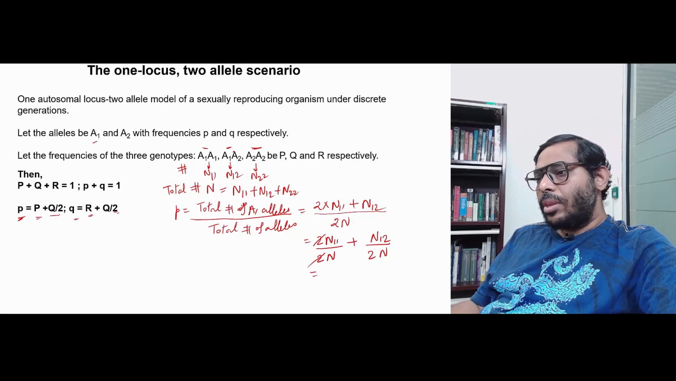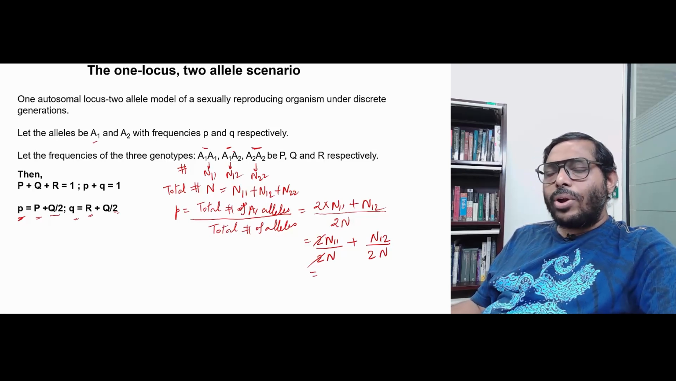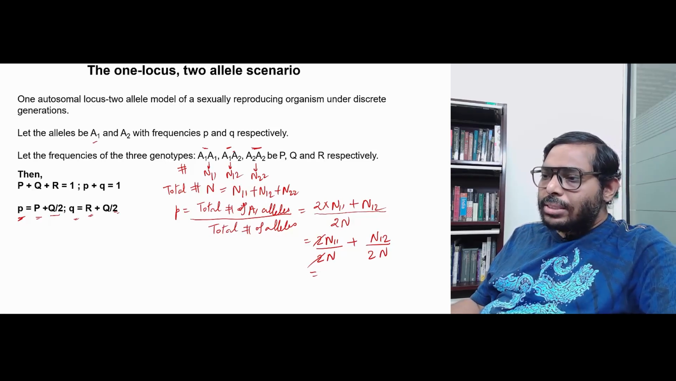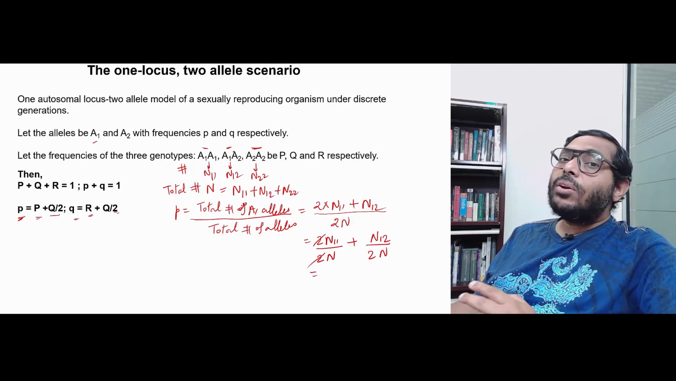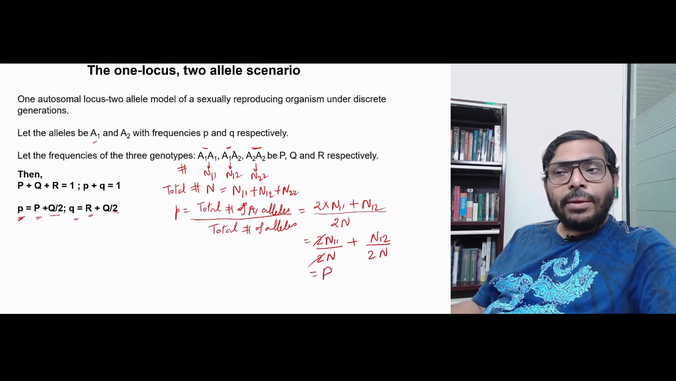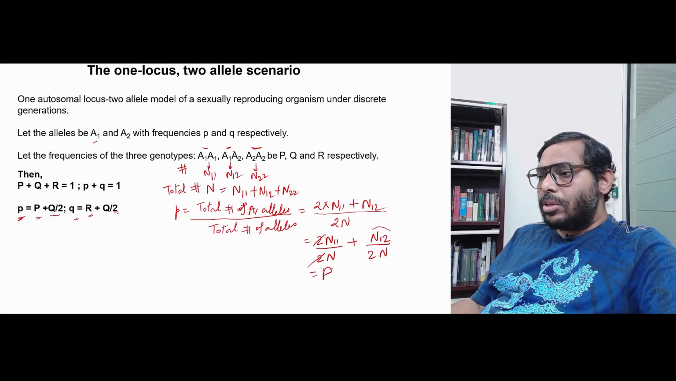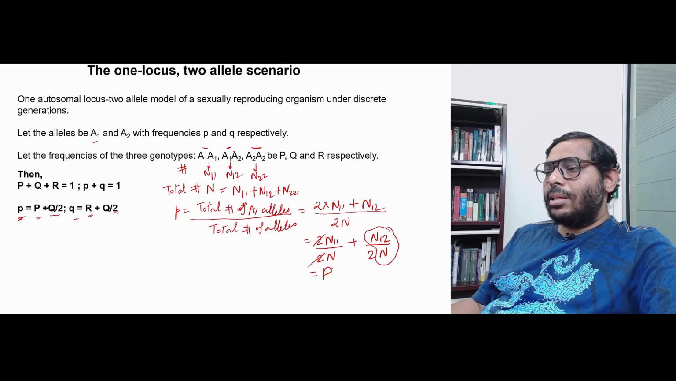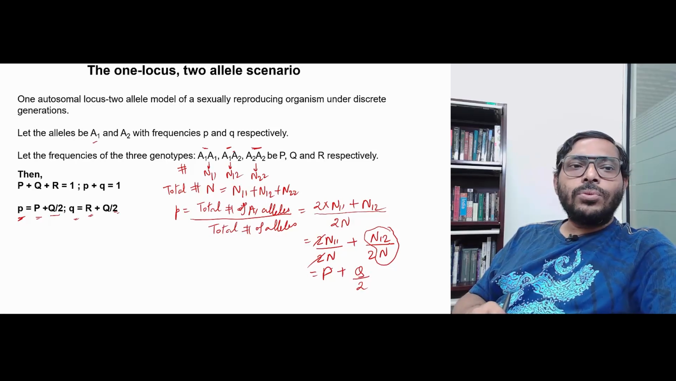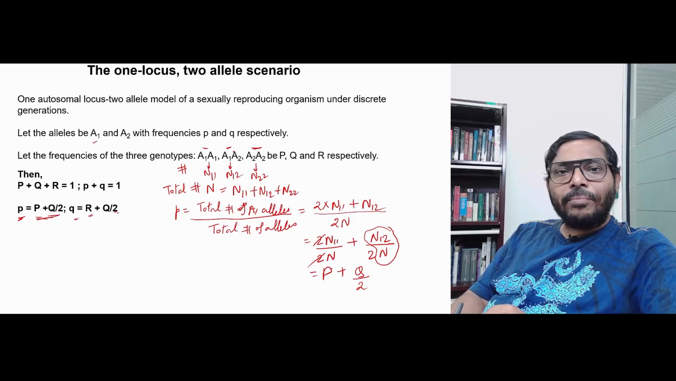Now, here what is N11 by N? N11 is how many A1A1 individuals there are and N is the total number of individuals. So, this N11 by N represents the frequency of the A1A1 individuals in the population. In other words, this term is equal to capital P. Similarly, if I just look at this part, N12 by N, there are N12 number of A1A2 individuals and N is the total number. So, this is the frequency of the heterozygotes, N12 by N, and this is Q, and we have this extra 2. So, this is P plus Q by 2, right, which is what we derived over here.